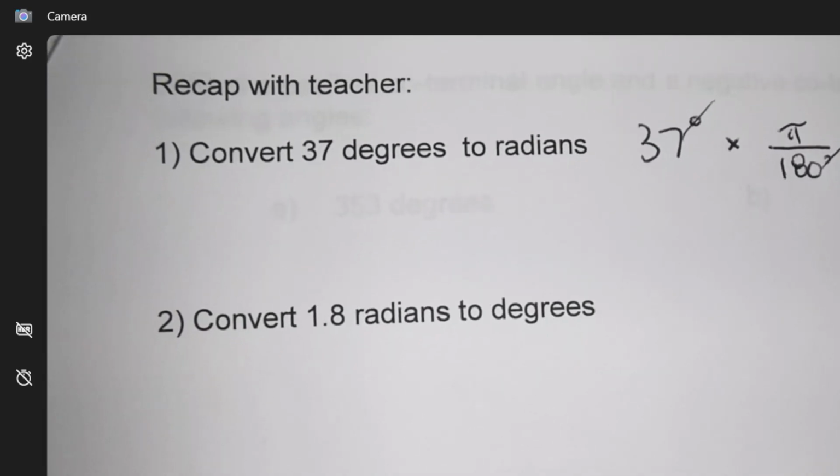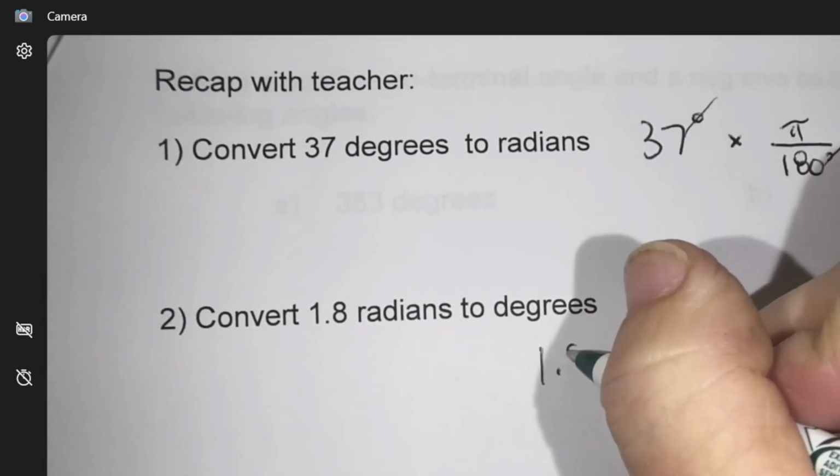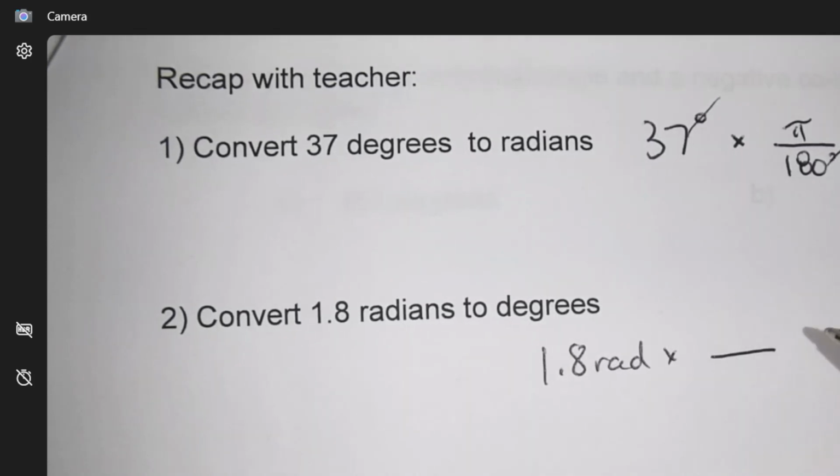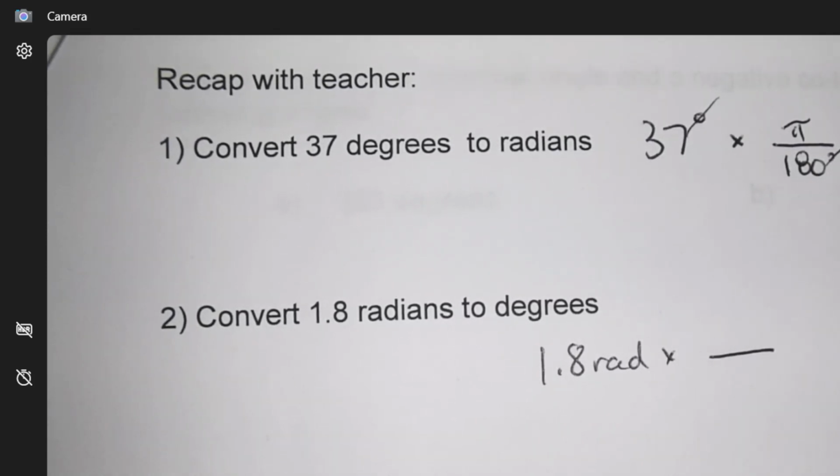Okay, convert radians to degrees. So now, if we're in radians, we just have to times it by the other way around.